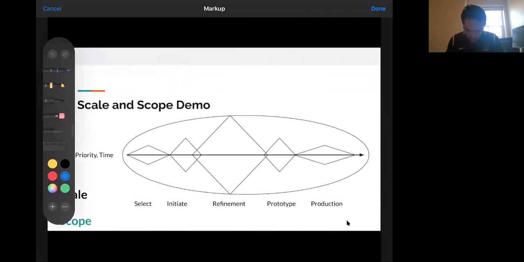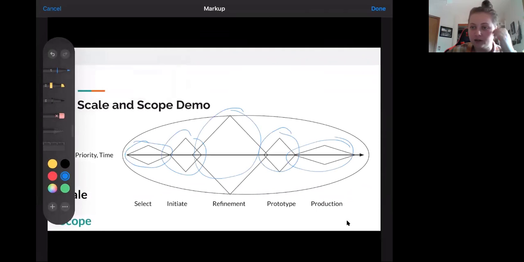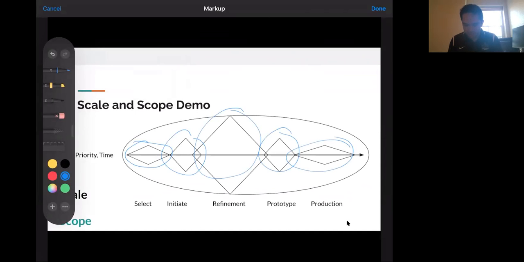So we have a typical design process, right? We have this diamond here, another diamond there, this big third step, that step, and this step. Liz, since you're the only one here, what do you think this design methodology resembles the most? No pressure, just take a wild guess. We have select, initiate, refinement, and prototype and production.